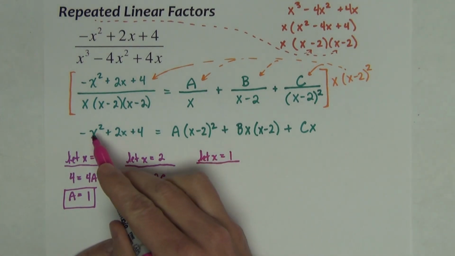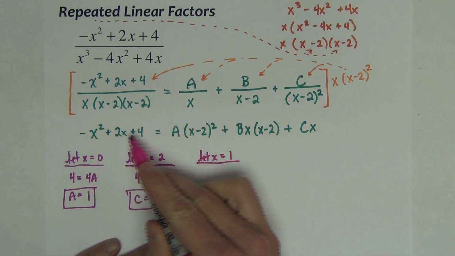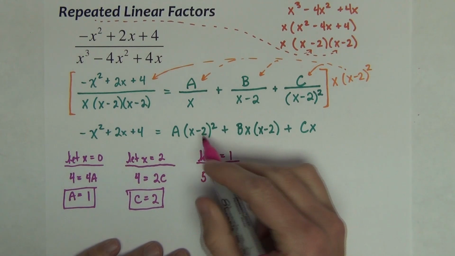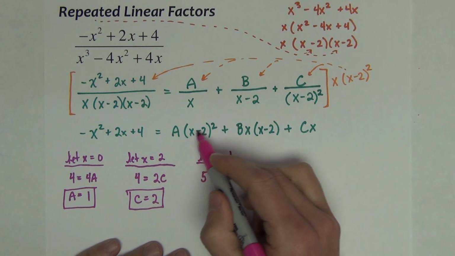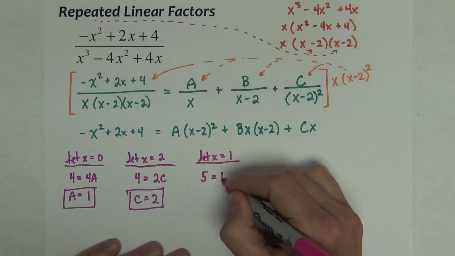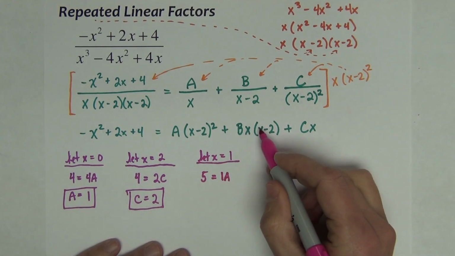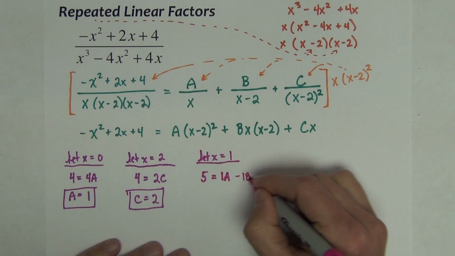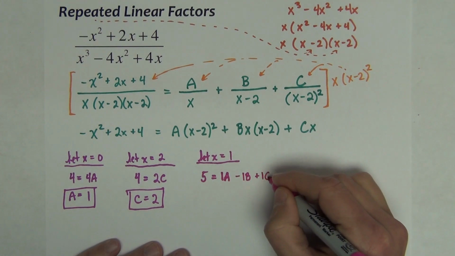So x is 1. We're putting 1 in for these x's over here. If I put 1 in for these x's, the result on the left-hand side, hopefully you find it to be 5. If I put 1 in for this x, 1 minus 2 is negative 1 squared, which is 1, so we get 1a. If I put 1 in for these two x's right here, we're going to get negative 1b. If I put 1 in for this x here, we're going to get 1c.